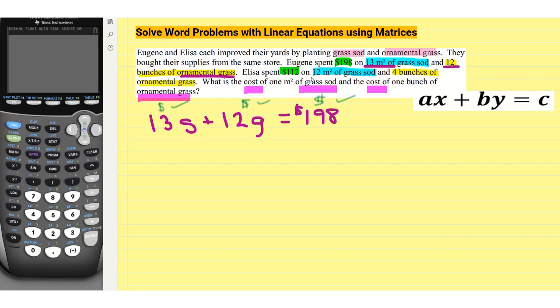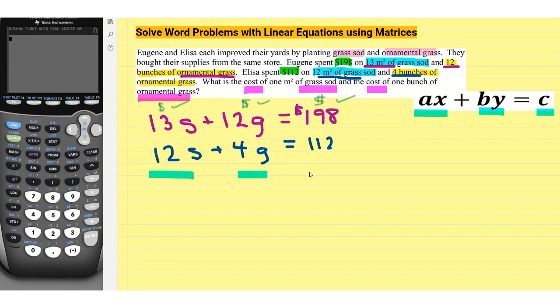We have Elisa, and she is spending $112 on 12 units of the grass sod. So we're going to have 12 units of sod for her, and also 4 bunches of the ornamental grass, and again she spent $112. Okay, so both of these now fulfill our standard model, AX plus BY equals C. At that point, we now have a format which we can put into our graphing calculator.